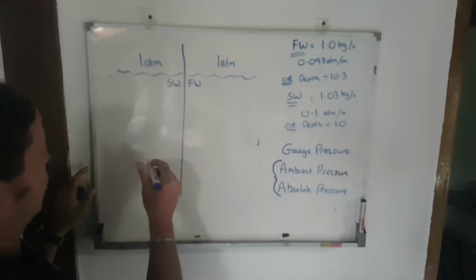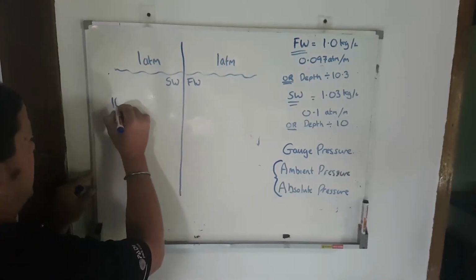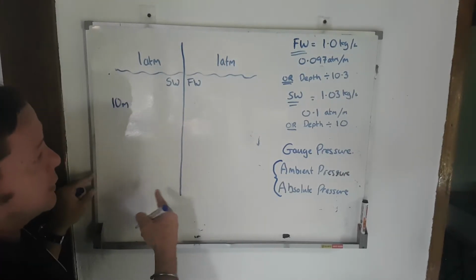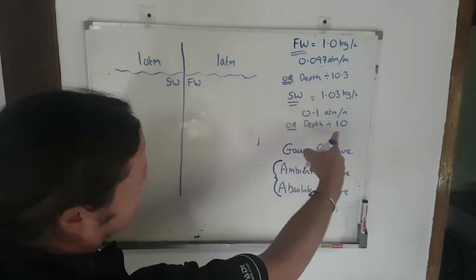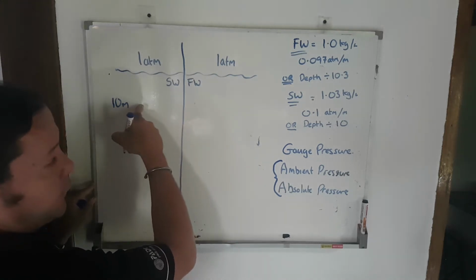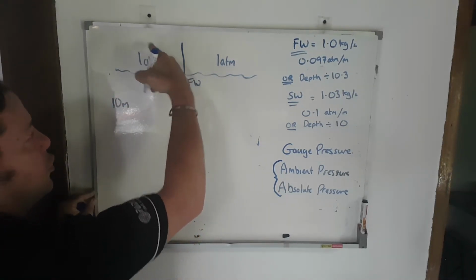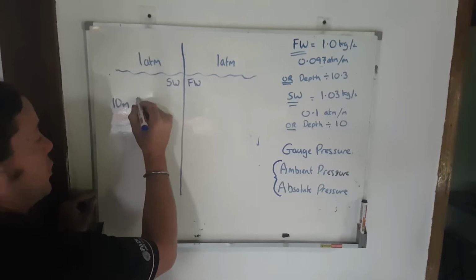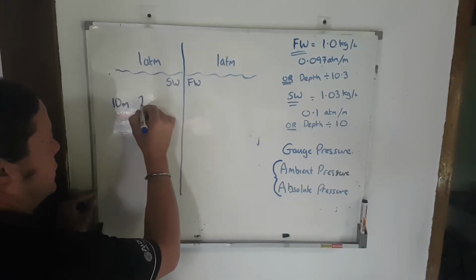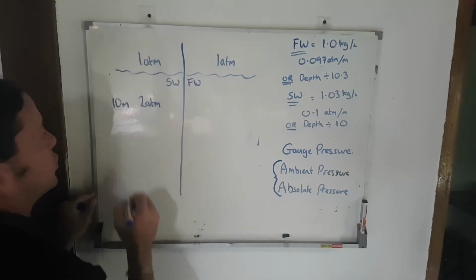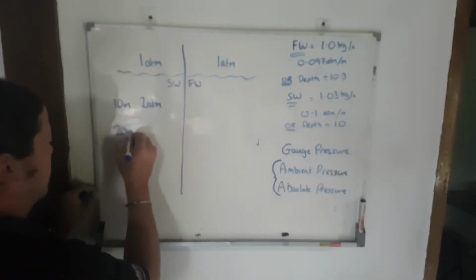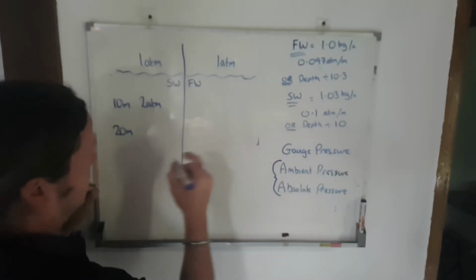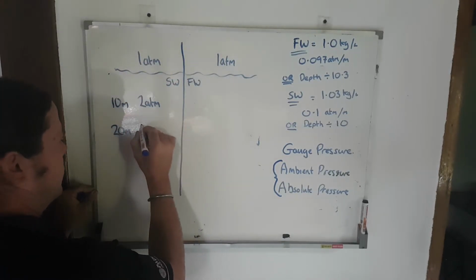Okay, so we go to salt water, we'll do the same numbers. 10 meters in salt water, here we are, divided by 10. I've got my 1 atmosphere. Don't forget to add the 1 from the surface. So I've got 1 from the 10 and 1 from the surface. And that's something you saw in your open water course. Indeed, you saw this one as well, 20 divided by 10 plus the 1.